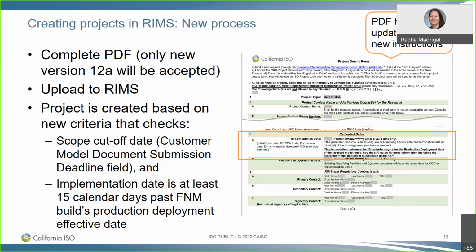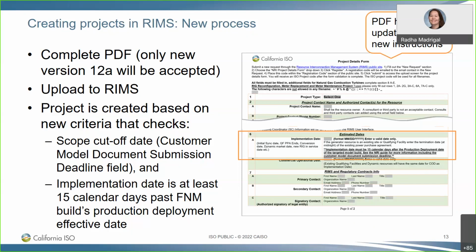So the project, once this becomes implemented in production, is going to be created based on new criteria that make sure that the scope cutoff date for that full network model document submission deadline is still open, and also make sure that the implementation date that you have selected is at least 15 calendar days past the production deployment of that specific full network model build and the associated effective date.